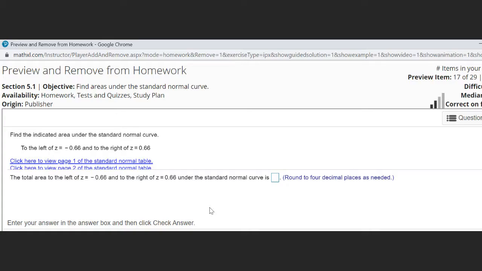Yeah, and there's not a picture of this one, but I can't remember which problem this is out of the book. Those of you who are watching the recording may not be able to see this, but it says, find the area to the left of negative 0.66, and to the right of, and this is what they want you to do. I'm going to attempt to draw a picture of this here.